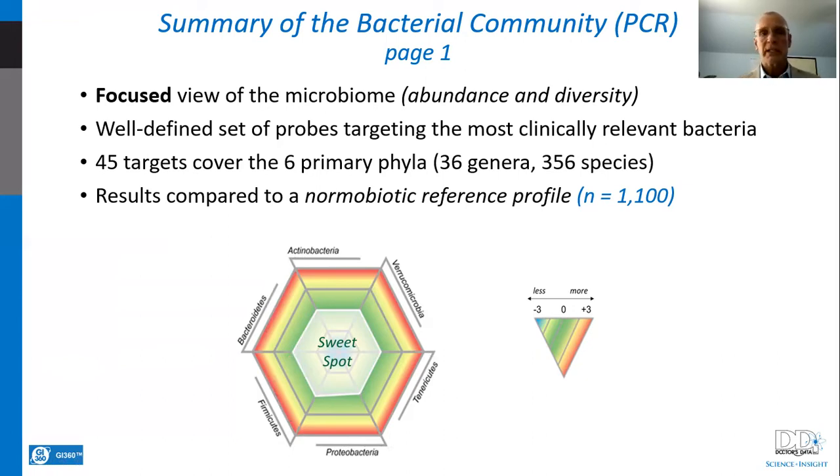And we call that the sweet spot because it falls right in that green zone. So if you look at the key, the green zone is 0 deviations from normal biosis. We go out 1 standard deviation high, 2 standard deviations high, 3 high, and likewise towards the center. So we're basing everything on a very large normal biotic reference population.